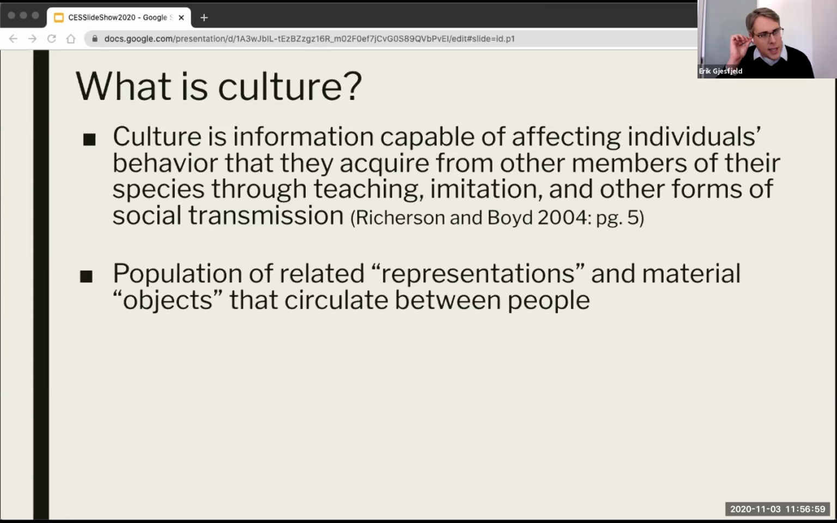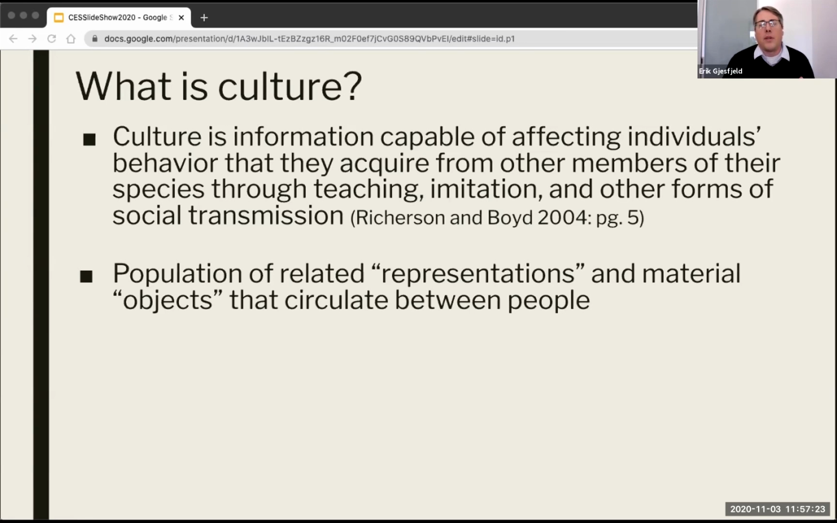And this is really the idea that culture is information, and it's information that's capable of affecting individuals' behaviors. And perhaps more importantly, that it's information that is acquired from other members through social learning or through teaching and imitation and other forms of transmission. That's really one of the core arguments here of this particular definition.